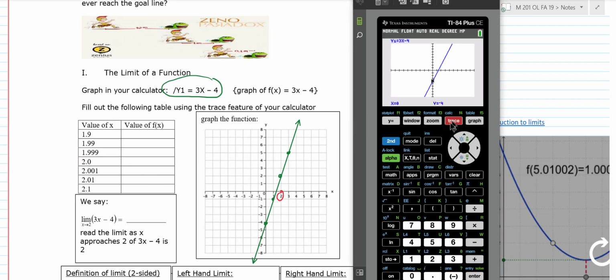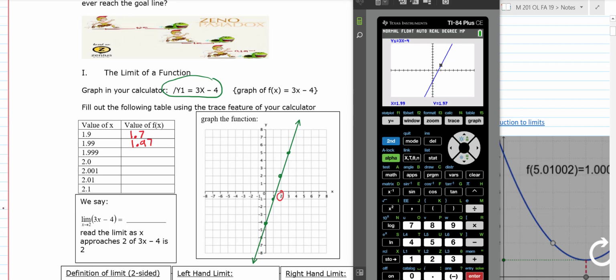We're just going to trace this out. Trace 1.9, and that gives 1.7. We'll record those as we go. Now we get a little closer, kind of like the Zeno's Paradox idea I was showing you. So we do 1.99, and that gives 1.97.